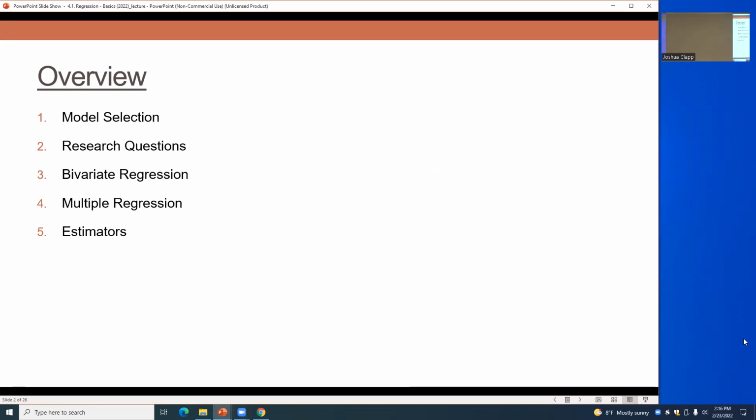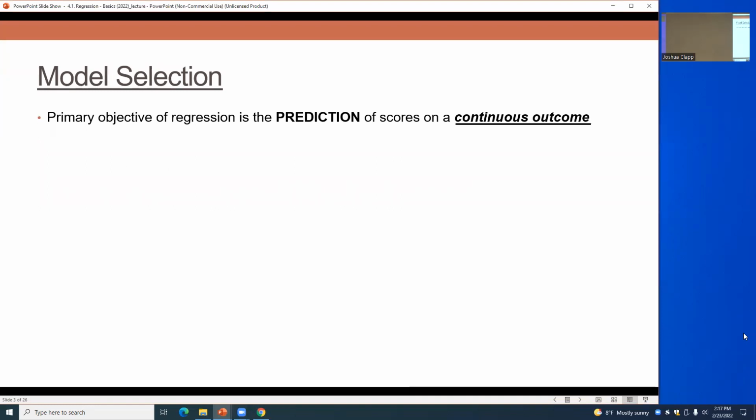So we're going to talk first about model selection, research questions that we might tackle with a regression model. We're going to start with an introduction with bivariate regression, and we're going to get into multivariate regression, and then finish up talking about some properties of estimators and different options that we might have there.